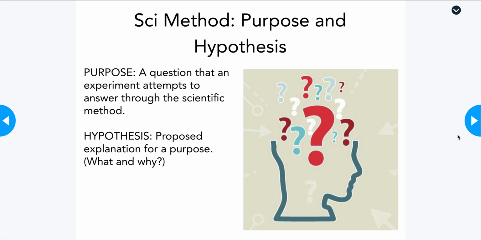And your hypothesis is going to be your proposed explanation for your purpose. What do you think is the answer to your question, and why do you think that? A quick note, both of these words are in uppercase letters because they are vocabulary words. So anytime you see all uppercase letters or words, those are vocab and they are important.